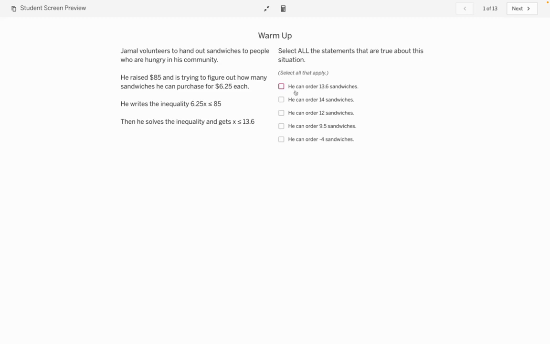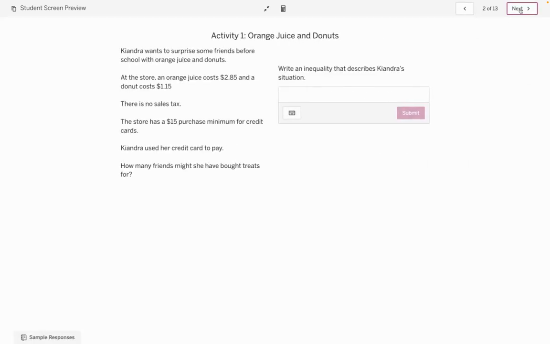There's only actually one answer, and that is going to be 12 sandwiches. You can't have 13.6 sandwiches, just can't do that in reality. You can't order 9.5 sandwiches, although some people will say, well, you could order half a sandwich and soup sometimes. Okay, but not likely. You can't order negative sandwiches, and you can't do 14 because 14 is greater than the 13.6. Next slide.